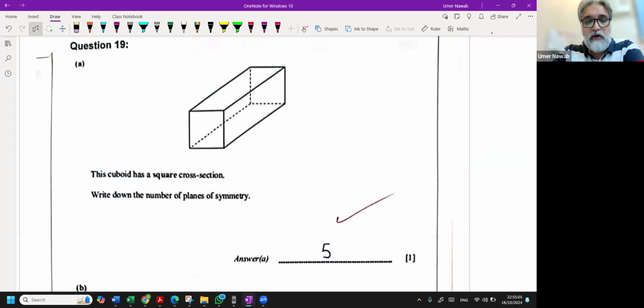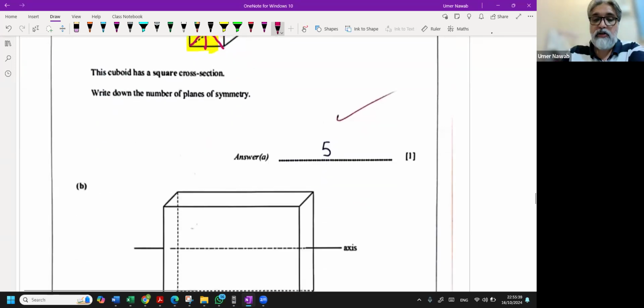We have again a cuboid. How many planes of symmetry? Oh, it's not a cuboid, guys. It's a square-based prism. This is a square, and he has taken it back. So first of all, how many lines of symmetry in the front face can I draw? 1, 2, 3, and 4, and a 5th one is in the middle. So 5 planes of symmetry you can draw on this 3D shape.